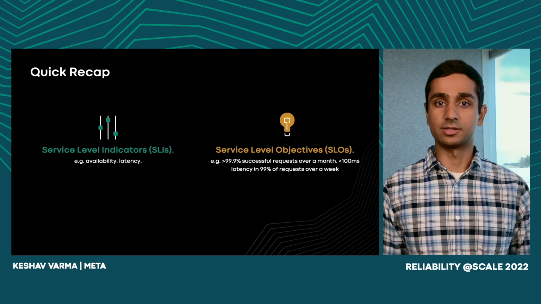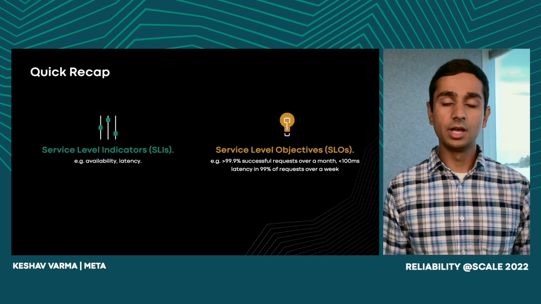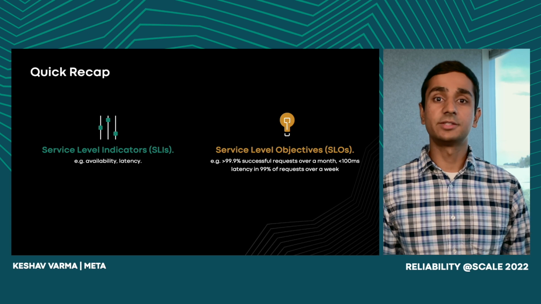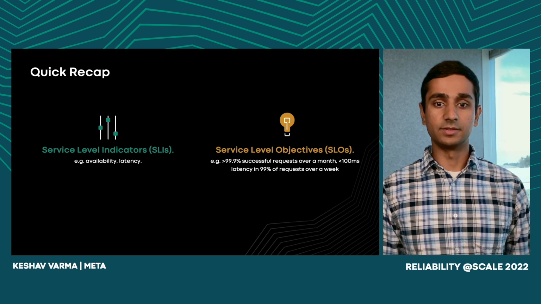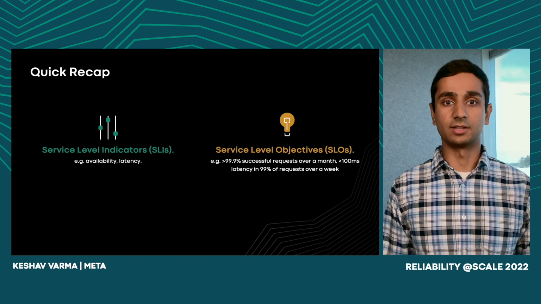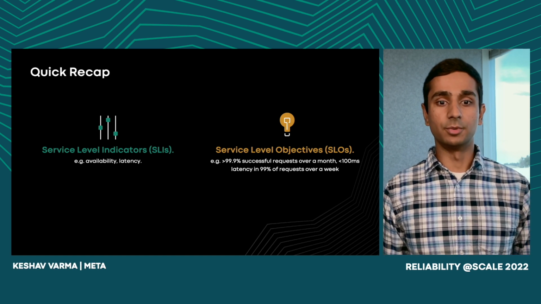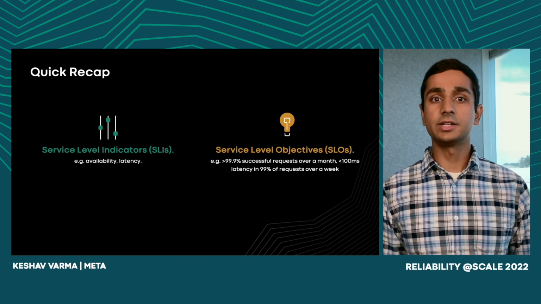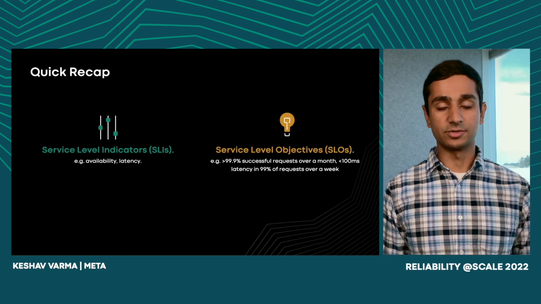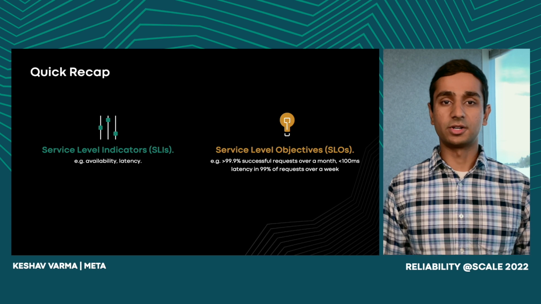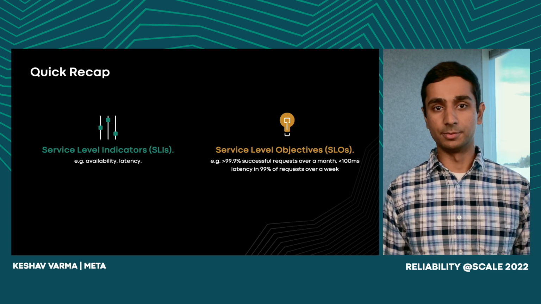Implementation-specific metrics like CPU usage or memory footprint generally don't make good SLIs because they aren't meaningful to a user of your platform. Service level objectives are the long-term goals we set for an SLI, and they usually have two components, the goal itself and a time period. For example, successfully serving 99.9% of requests over a month, or serving 99% of requests within 100 milliseconds for a given week.